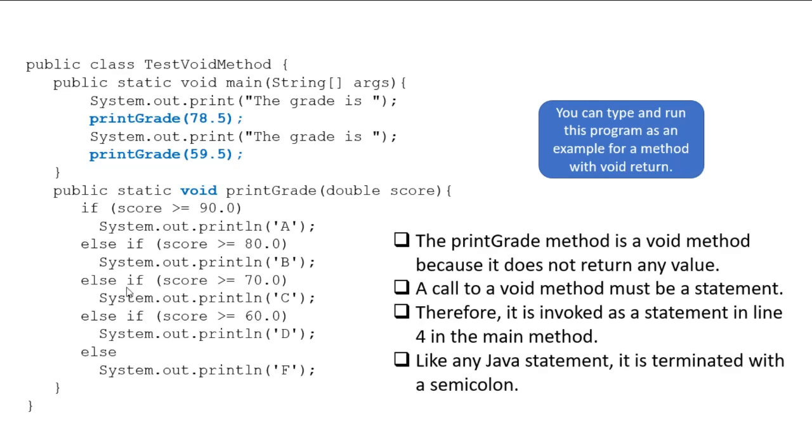So this is a very simple function that only prints something on the screen, but nothing is expected back from this method in the main program. So that's why this function is defined as void. It does not need to return any value. And void basically means nothing.